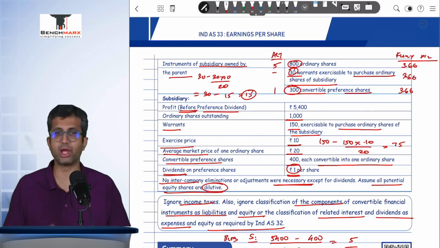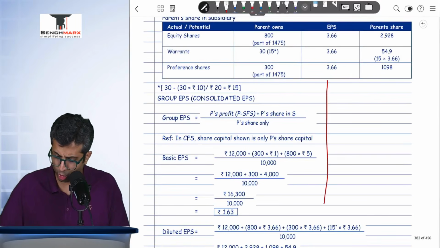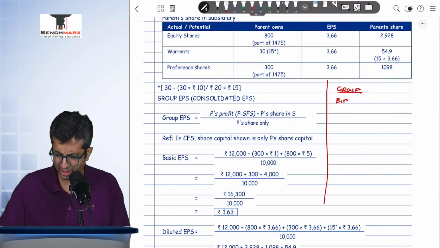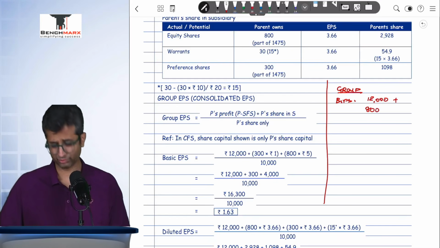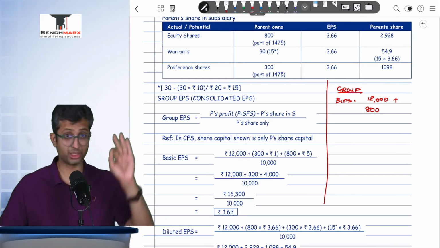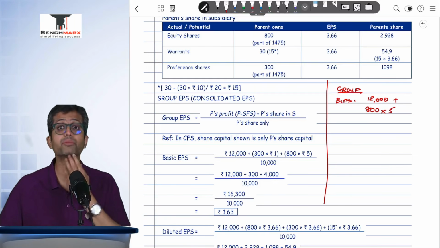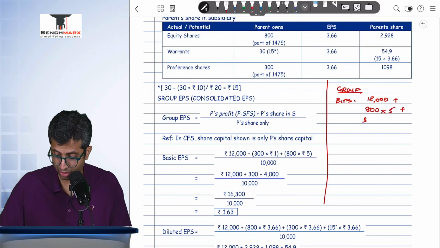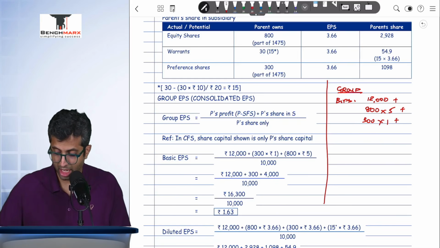So the question will ask you to calculate the group basic EPS. So when I try to do the group basic EPS, for the group basic EPS, whatever the parent is earning, obviously you will take 12,000 plus. Actually, the parent has 800 shares in the subsidiary. Each share will earn 5. 300 preference shares, each share will earn 1. And 30 warrants, each of them will earn 0.